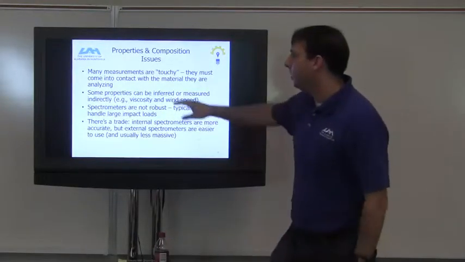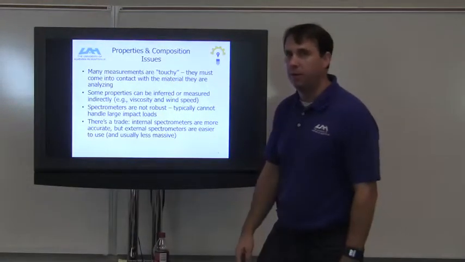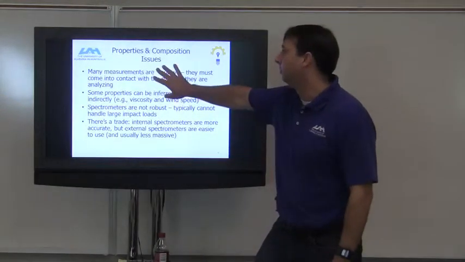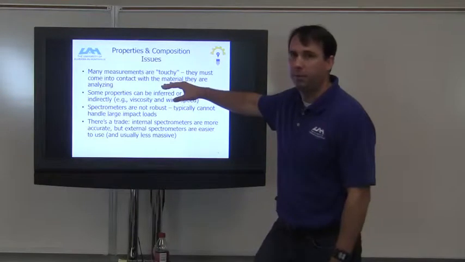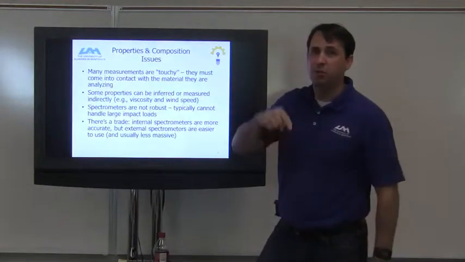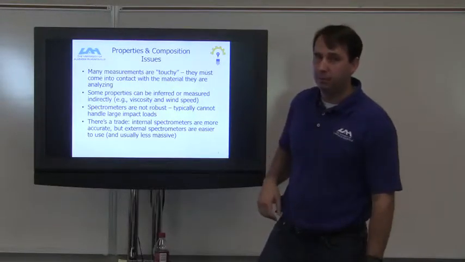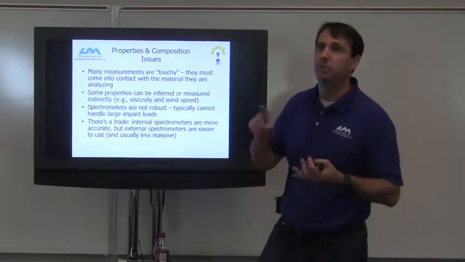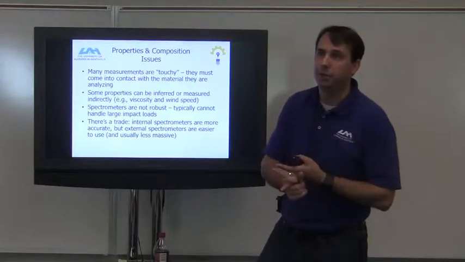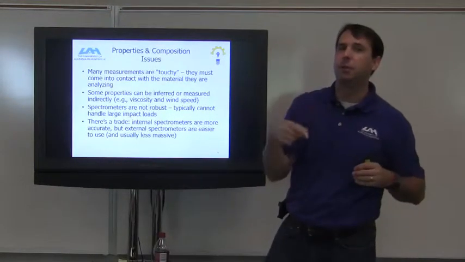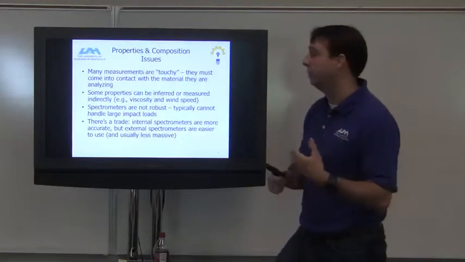So with many measurements, there are issues with property and composition measurements, as I'm sure you've determined so far. Many property measurements are touchy. You have to touch what you're actually measuring. That might sound like not a big deal, but it is a big deal when you're dealing with space, with things that are extremely hot, or lots of radiation. You want to keep your instruments protected, but you have to have something touch something else in order to take a measurement. It makes it more difficult.